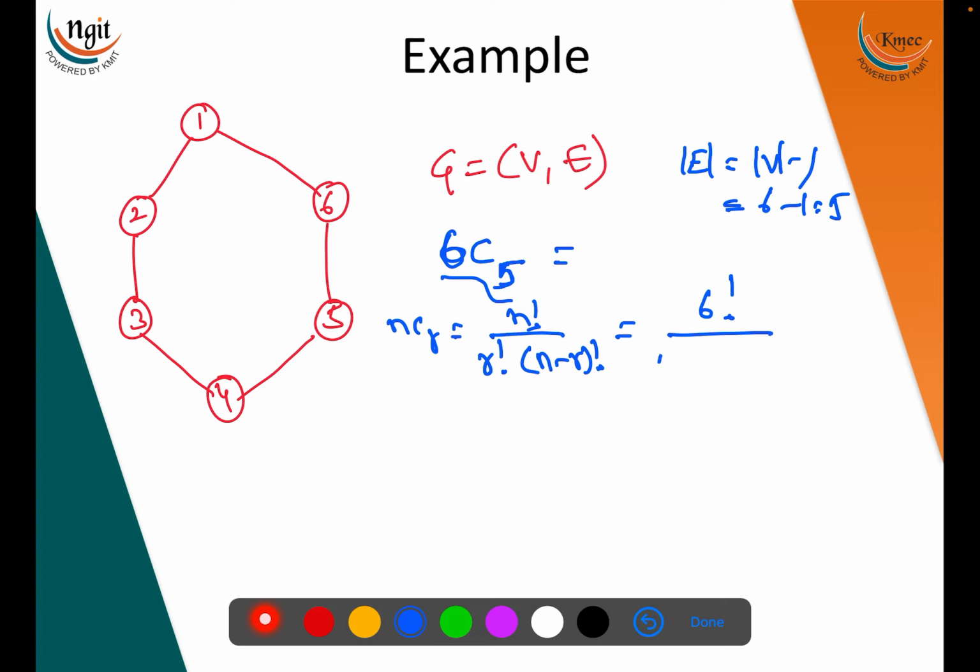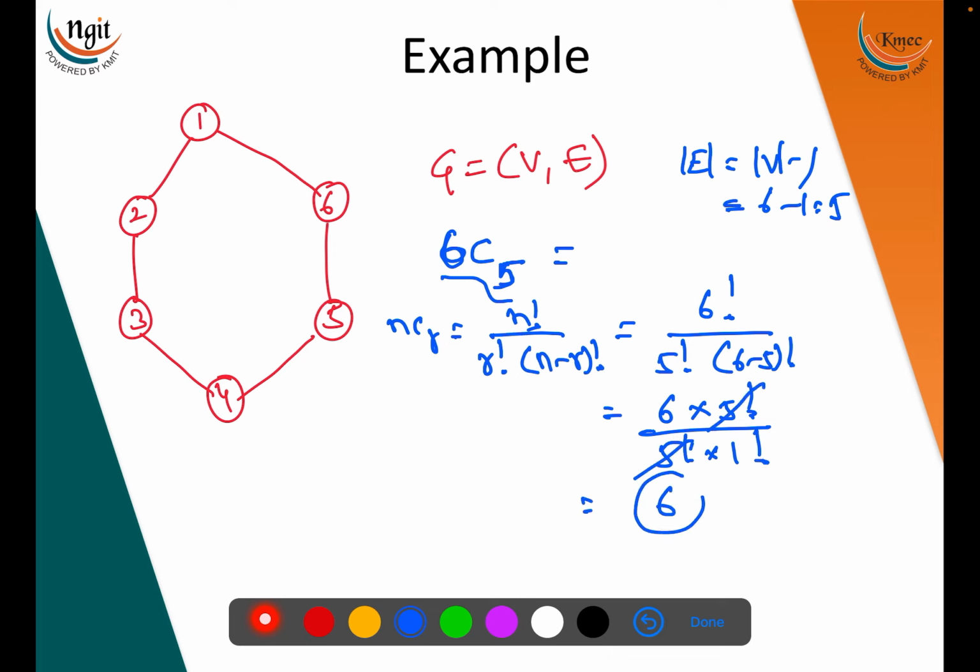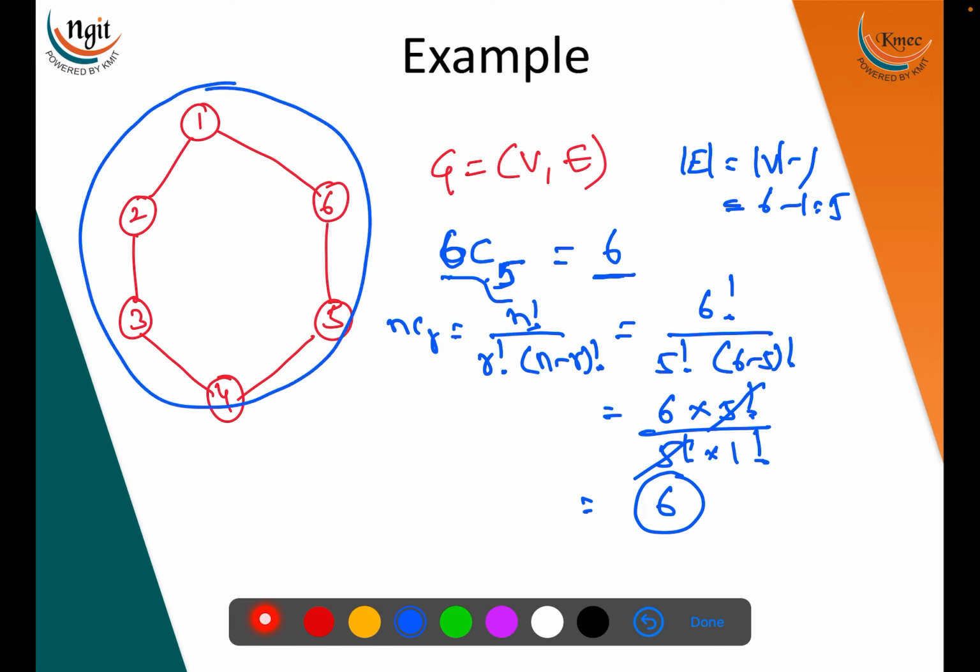6 factorial over 5 factorial into (6 minus 5) factorial, which is 6 factorial, 6 into 5 factorial, into 1 factorial. Now it is 6. That means 6C5 is equal to 6. So I'll get 6 possible spanning trees. From this graph, I can write 6 different spanning trees, correct?